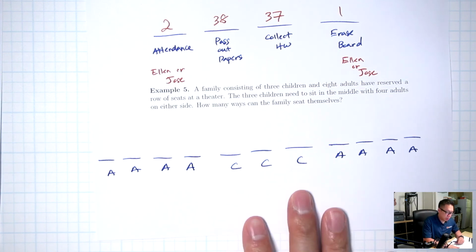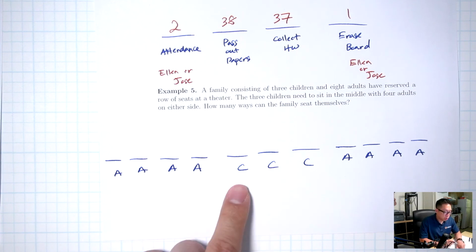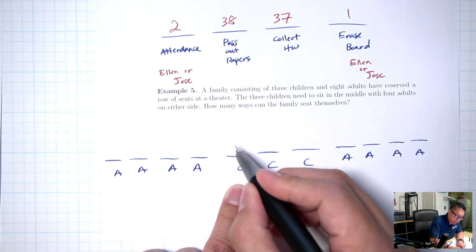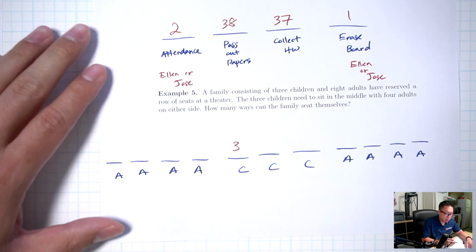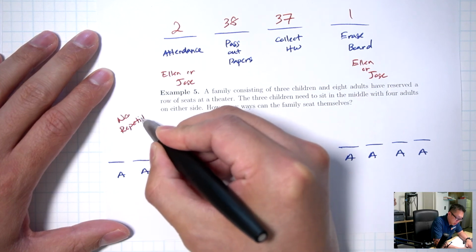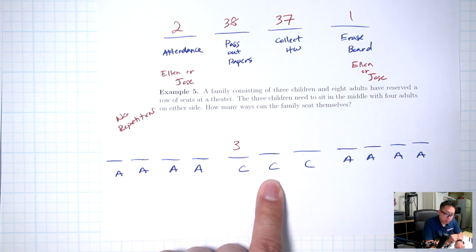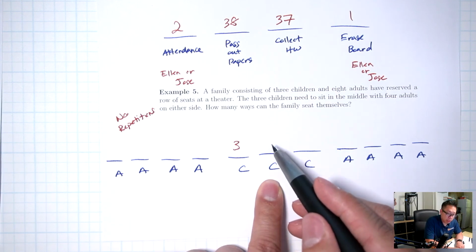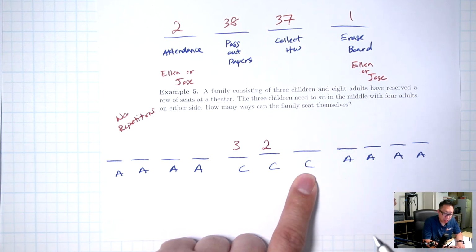Okay, let me start with the children in the middle because it looks like those are the most restrictive. For the first child, how many options do I have? There's 3 children total. So for the first child, I should have 3 options. Okay, we're talking about people here. So once again, no repetitions. For the second child here, because there's no repetitions, I don't have the full 3 anymore. I should be down 1 child to 2. And for the same reason, I should be down another child to 1.